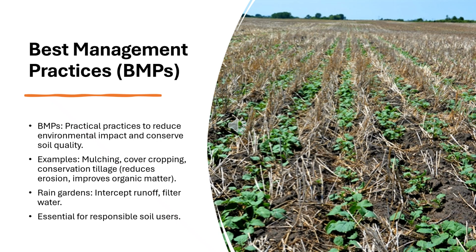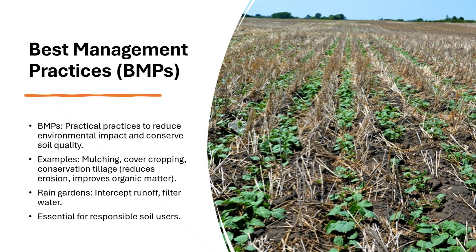This involves understanding basic soil processes and management, but also implementing specific actions we call best management practices, or BMPs. These are practical, effective methods that preserve our soil and water resources. Some examples, and you're going to hear a lot of these over and over again, things like mulching, cover cropping, conservation tillage, and a big one, maintaining organic matter in various ways.